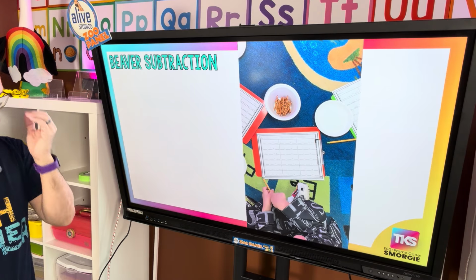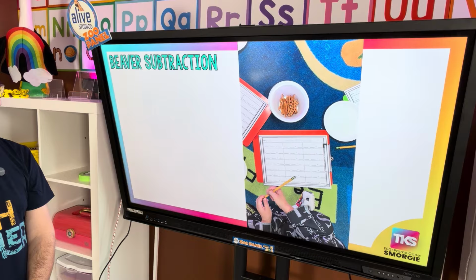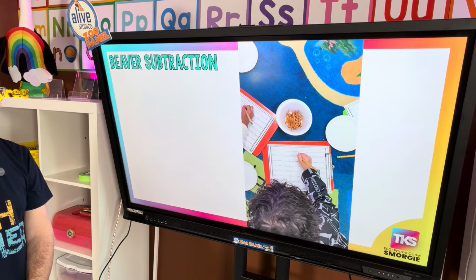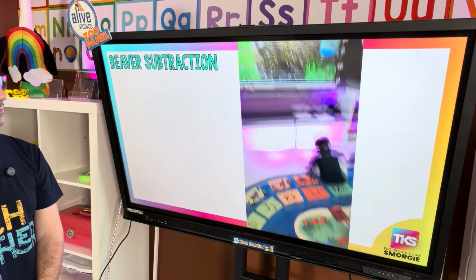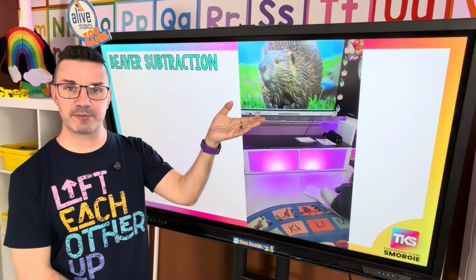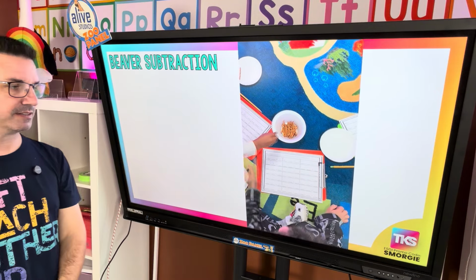Minus 4. 6 minus 4. And then, of course, on our screen, we have a beaver. We're setting the stage.